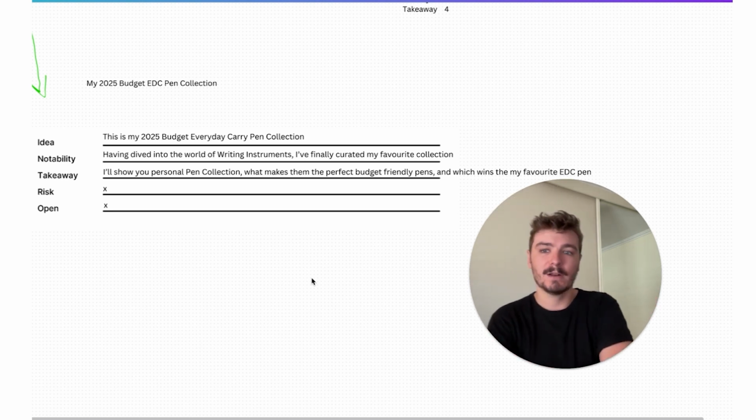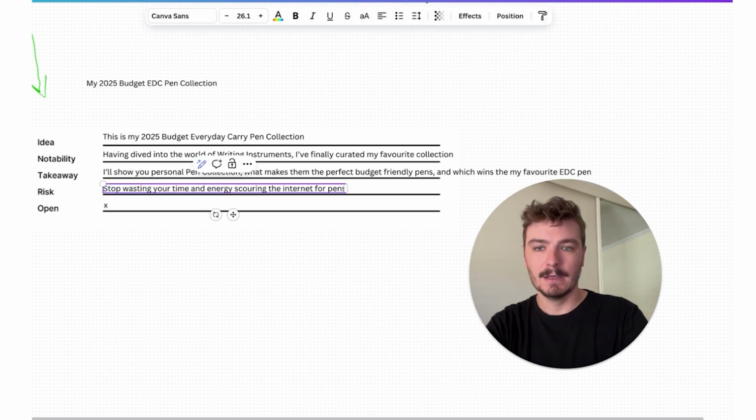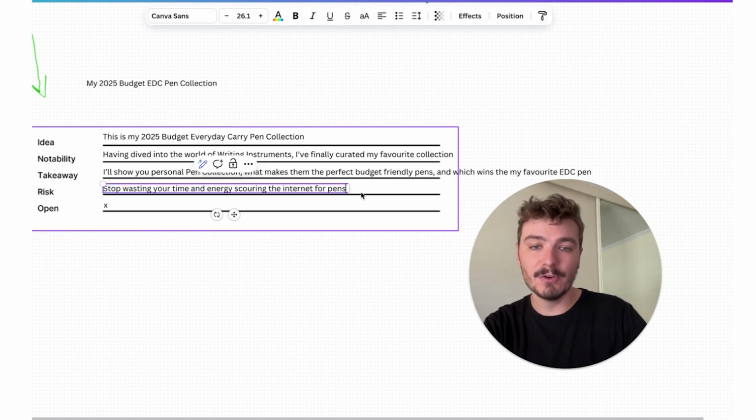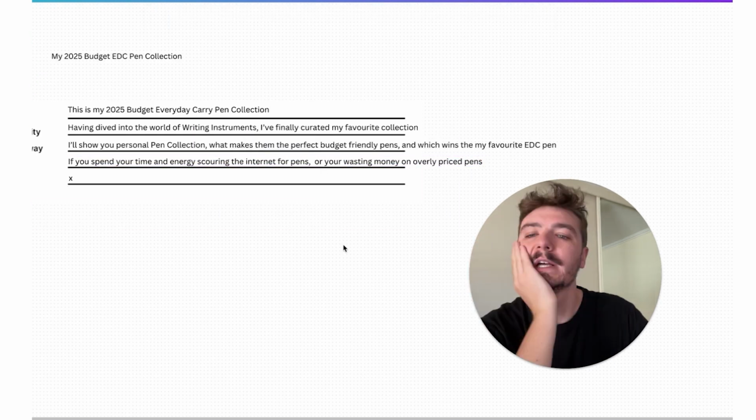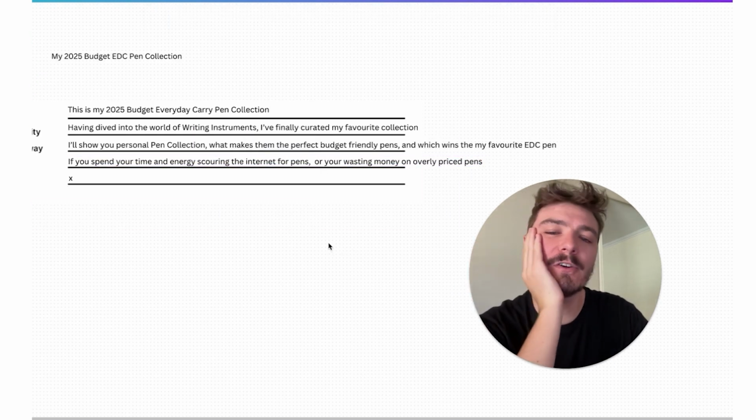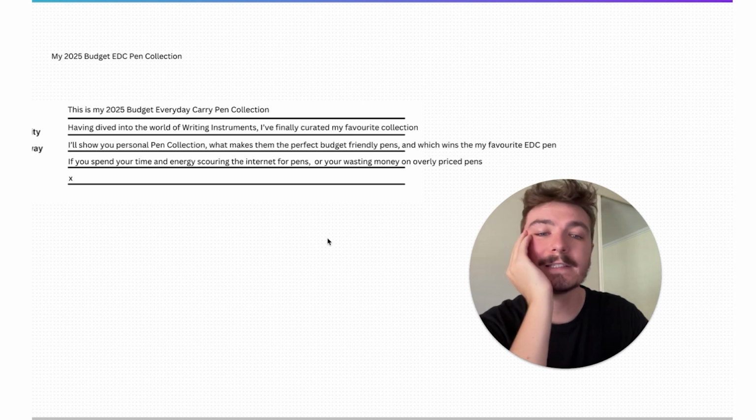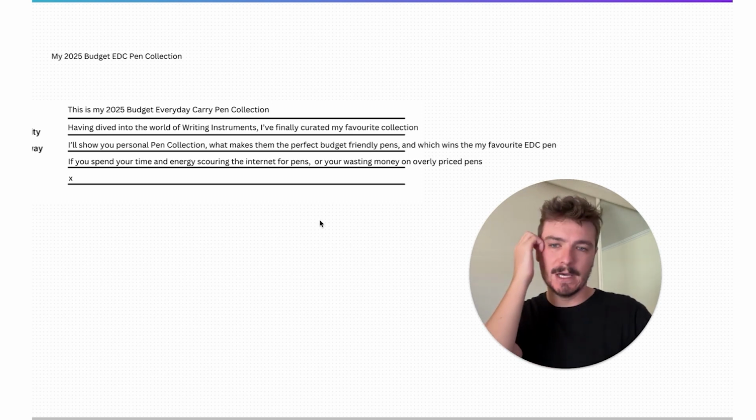Now for this one, what is the risk of buying a pen? Stop wasting your time and energy scouring the internet for pens, and stop wasting money on overly priced pens. Yeah, I like that. That's good.